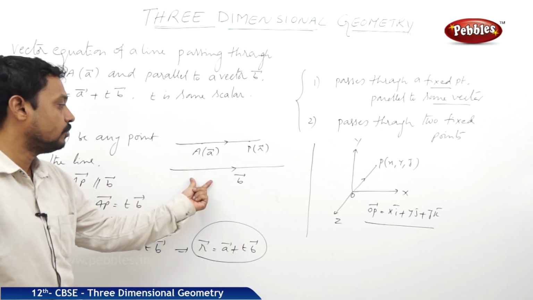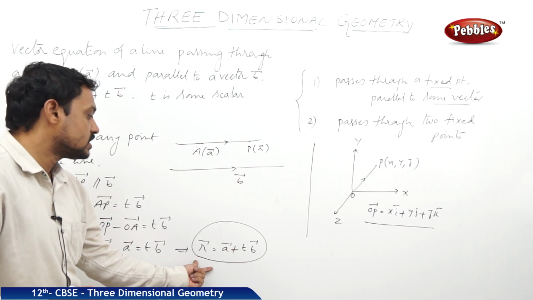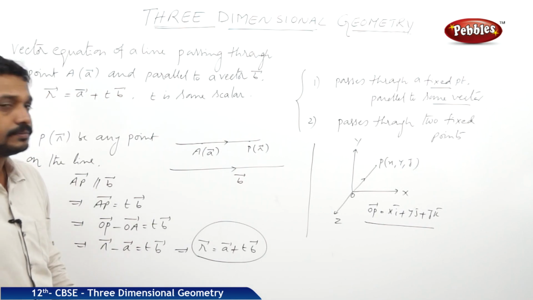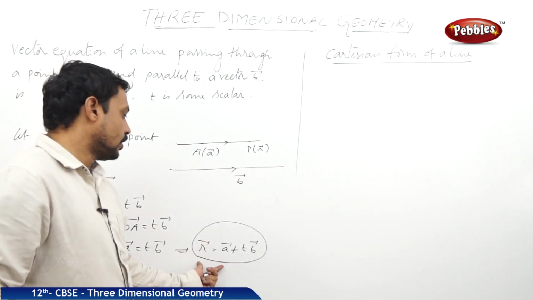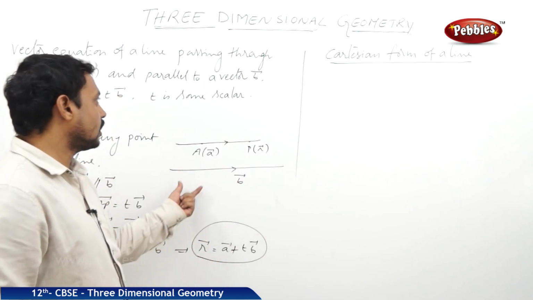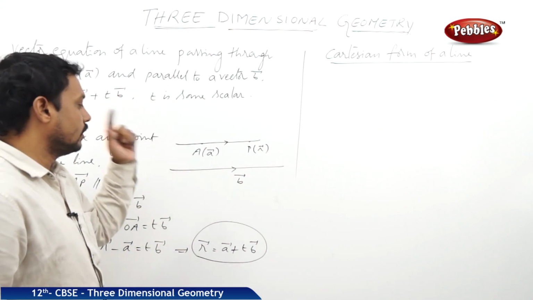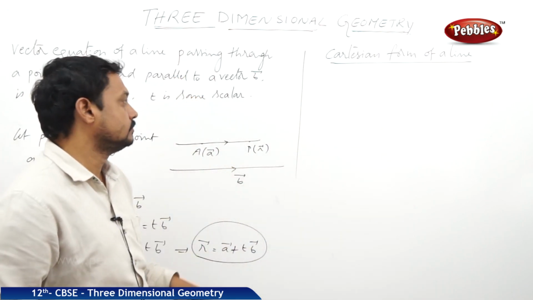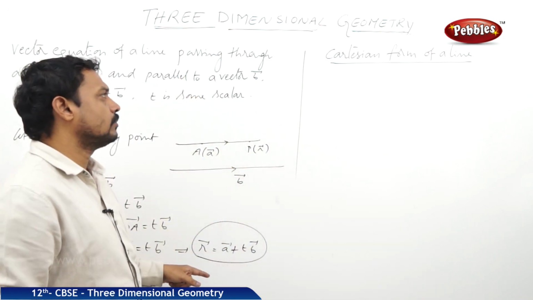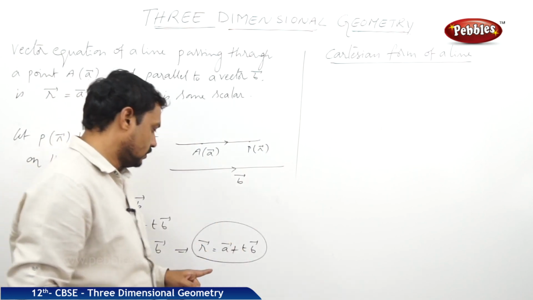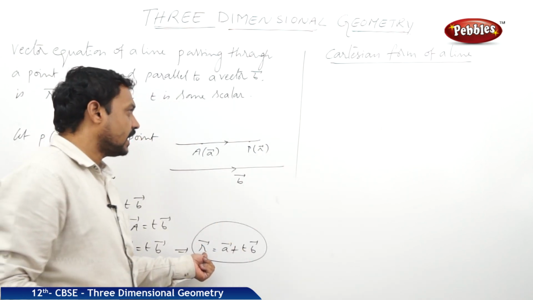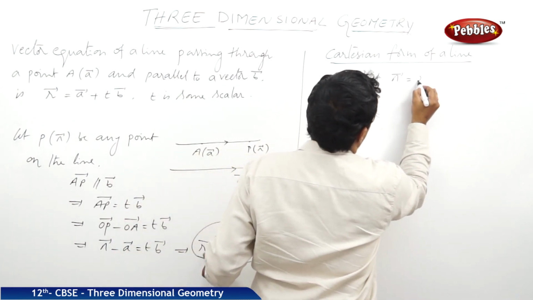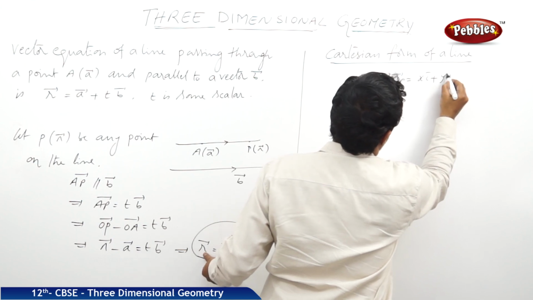Therefore, the vector equation of a line which passes through the given point A bar as well as parallel to B bar is given by R bar is equal to A bar plus t into B bar, where t is any scalar. So R bar is equal to A bar plus t B bar represents the vector form or vector equation of a line. Now, let us define the Cartesian form of this line. What is the Cartesian or geometrical form of this line? Generally, R bar is xi plus yj plus zk.